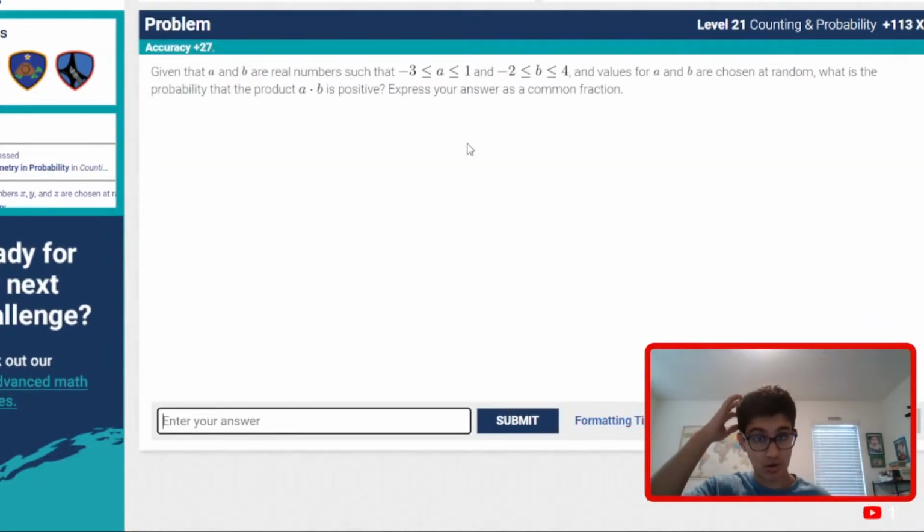Okay, come on, just one more, right, and that will be enough. Okay, given that a and b are real numbers such that negative 3 is less than a is less than 1, we can just make those x and y, that should be fine. So it's from negative 3 to 1, and negative 2 to 4. So it'll be something like this.